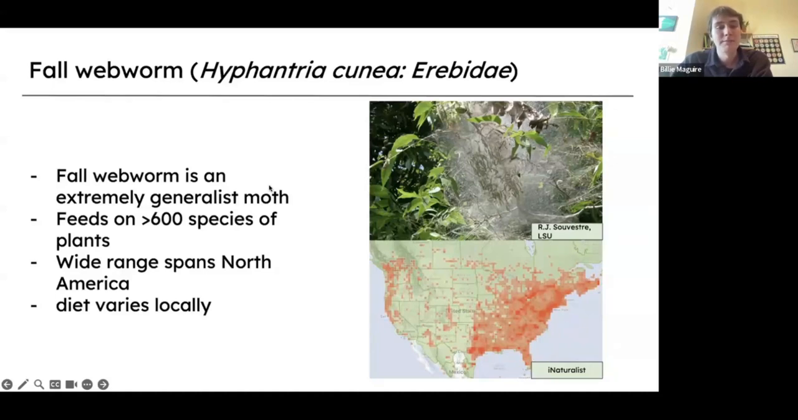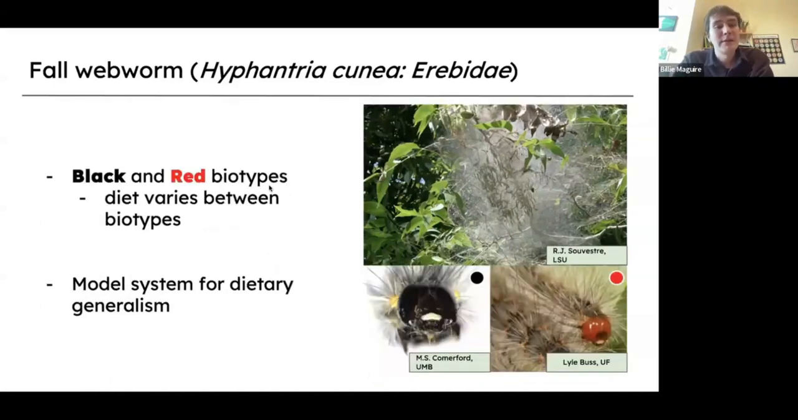Its diet varies locally. Another thing that's interesting about fall webworm is that it's composed of two biotypes, the blackhead and the redhead. So the blackhead is shown here and the redhead over here. And these are clearly morphologically distinguishable by the color of their head capsules. They're also highly genetically distinct, so they're very highly genetically diverged. And what's interesting about these two biotypes is that the blackhead has a much larger diet. It eats more plants than the redhead, and the redhead eats fewer plants relative to the blackhead.